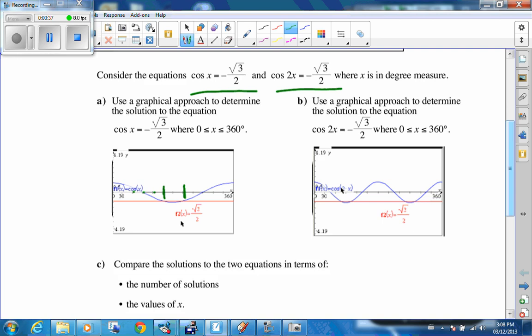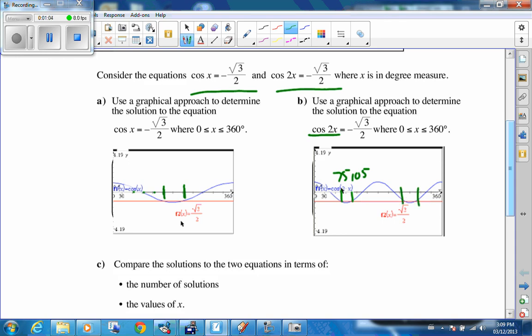If I look at this cos 2x, basically I've halved the period, right? So my period is now 180 instead of 360. I get two solutions. If I were to estimate that out of there, that's going to be 75. And this one's going to be 105. And then it'll have two more solutions here and here.